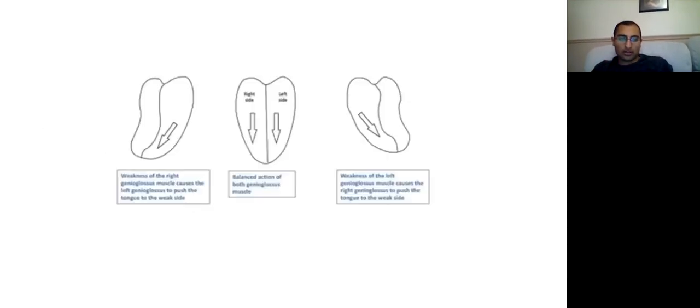So here's a diagram to explain that a bit better. So weakness on the right side, the genioglossus muscle causes the left genioglossus muscle to push the tongue to the weak side. So as you can see, the right side's weak, so it pushes toward the left side. The muscle's working, so it pushes the tongue to the side. Another way of remembering it is you lick your wounds, so it will deviate towards the lesion. Now, upper motor neuron lesion is the other way, and the tongue deviates to the other side of the lesion.